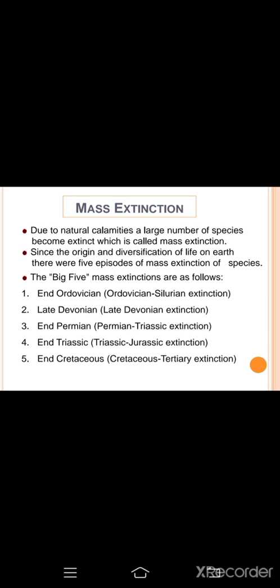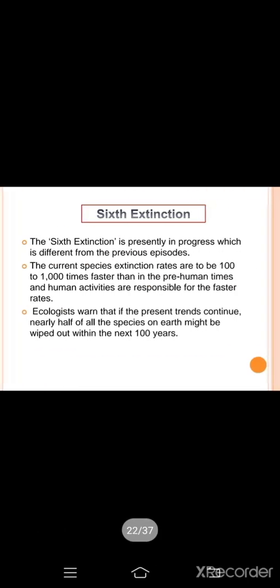There are 5 types among them. Since the origin and diversification of life on earth, there were 5 episodes of mass extinction of species. Since earth formation till now, 5 mass extinctions have happened and they are called the big 5, and these below 5 are called the big 5. We will not go much in depth into it. Let's move to the 6th extinction.